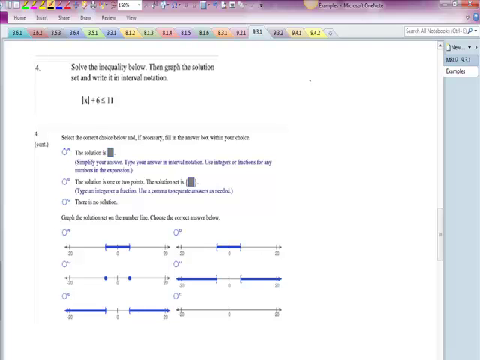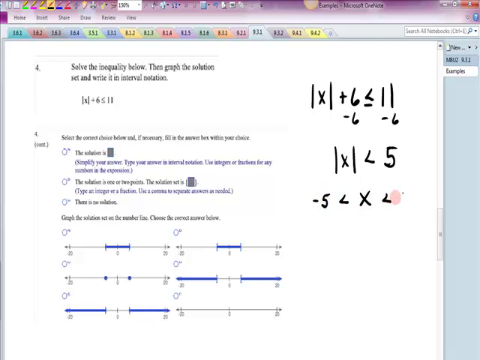All right, number 4. I have absolute value of x plus 6 is less than or equal to 11. I cannot use my inequality solution until the absolute value is isolated, so I have to subtract the 6 first. The absolute value of x is less than or equal to 5. That means that negative 5 is less than or equal to x, which is less than or equal to 5. Whatever is inside here is between the negative and the positive of the constant.